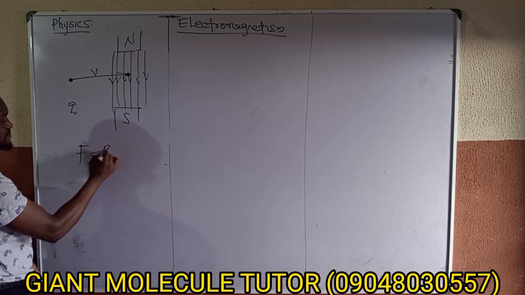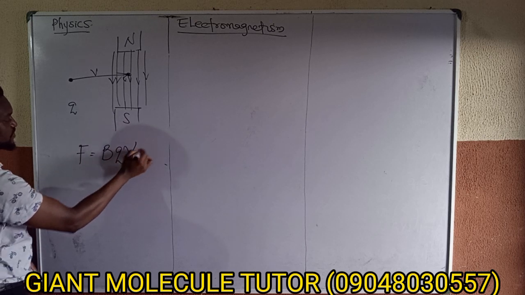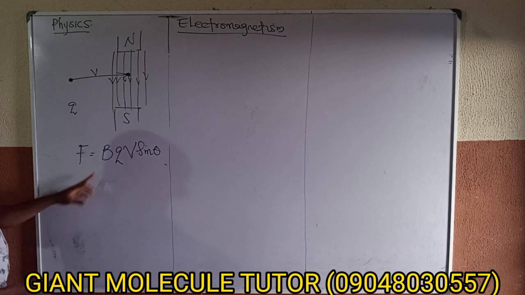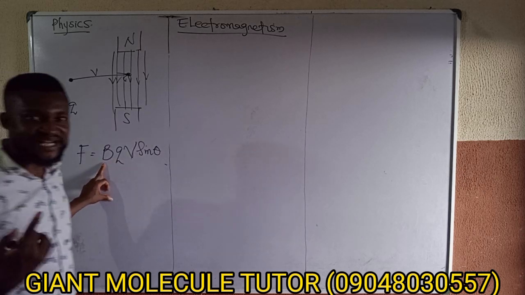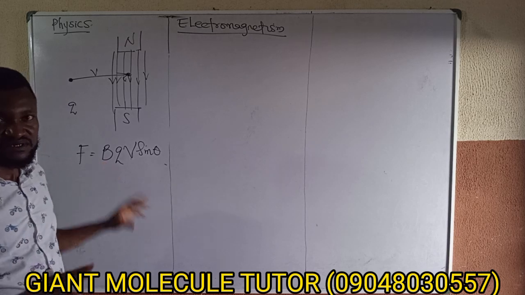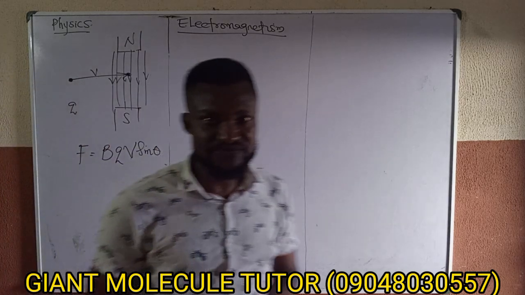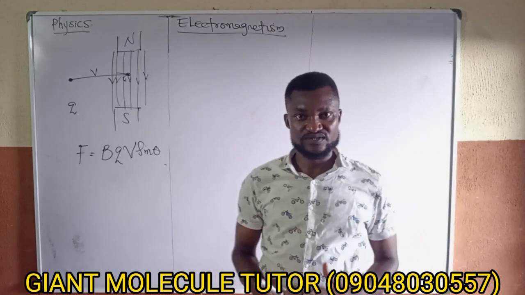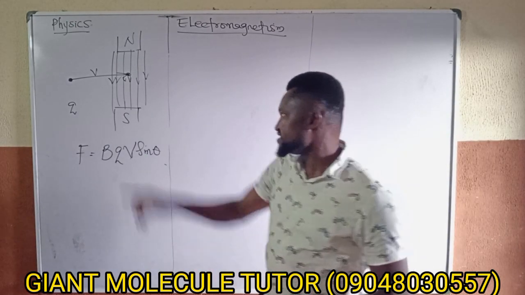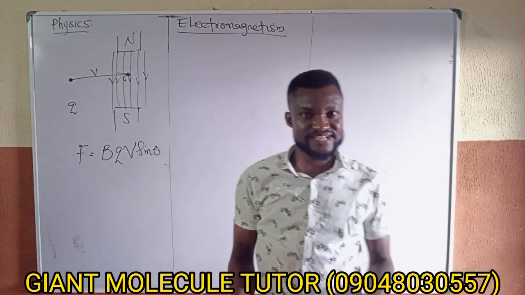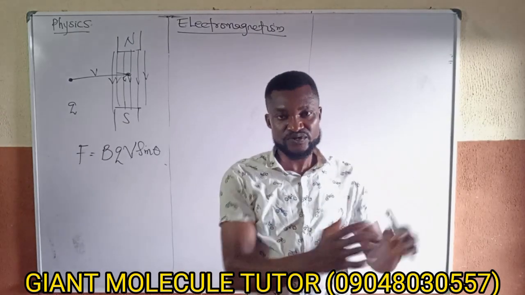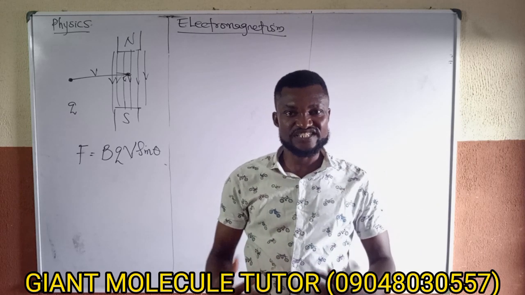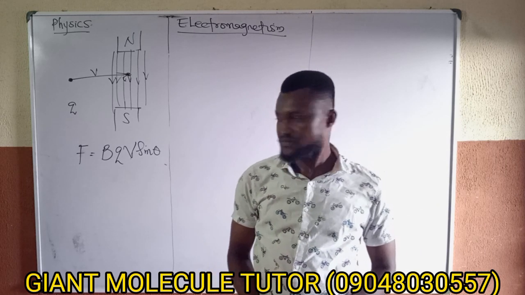We have F equals BQV sine theta. Now, B is the magnitude of the magnetic field strength. That's the size of the magnetic field strength. Of course, we know lines of field, these lines are used to represent the field itself. So the higher the lines of field, the higher the what? The strength of that very field.